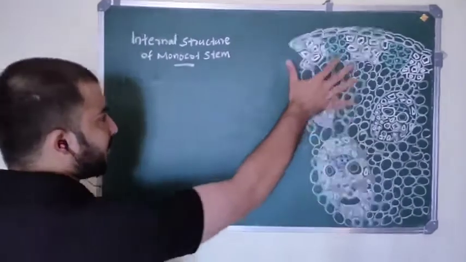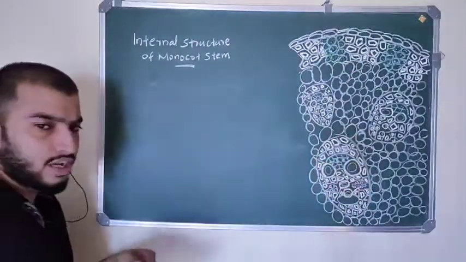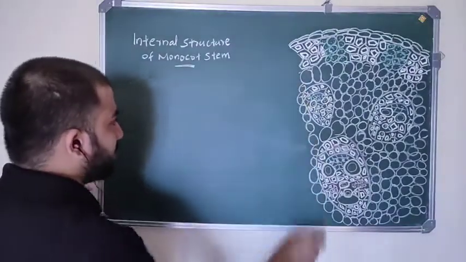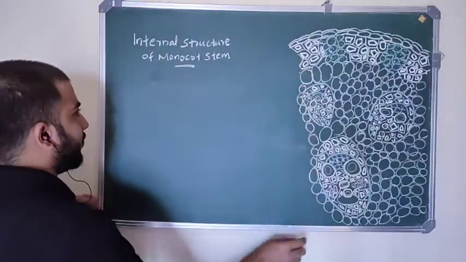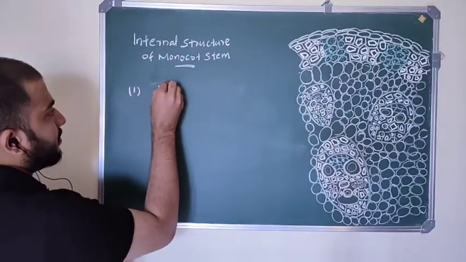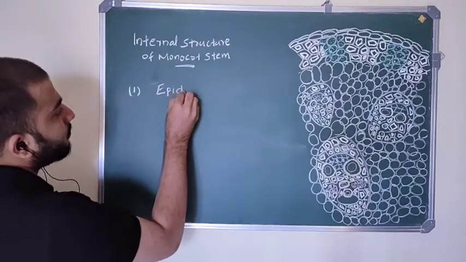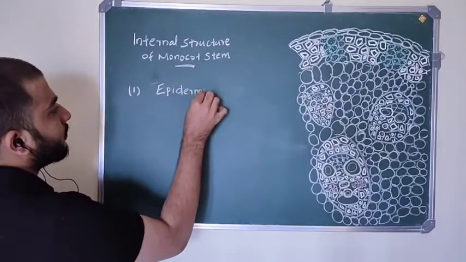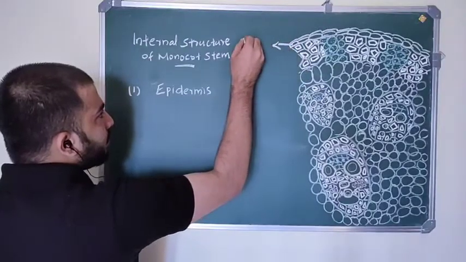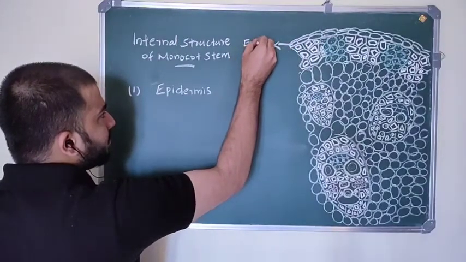So this is a transverse section of a monocot stem. Okay, so let's see what the parts are. Parts you can identify from here. So first of all, epidermis. What is epidermis? This outermost layer is called epidermis.